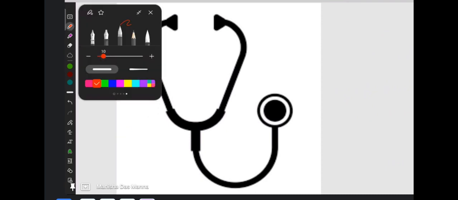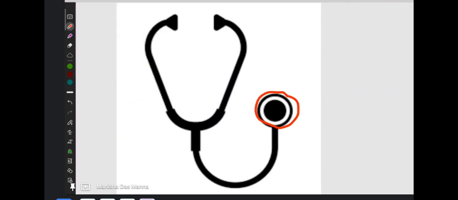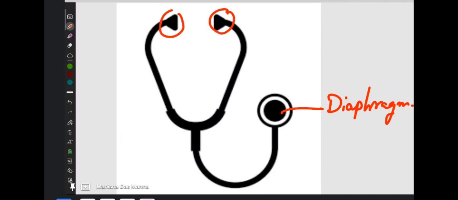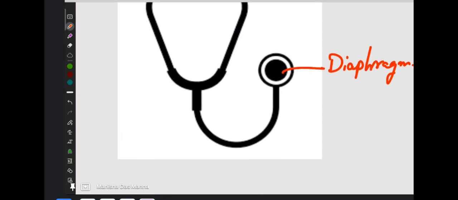One diaphragm is there, the larger portion of the chest piece. This is called the diaphragm of the stethoscope. And this is called the earpiece, and this is the tube.